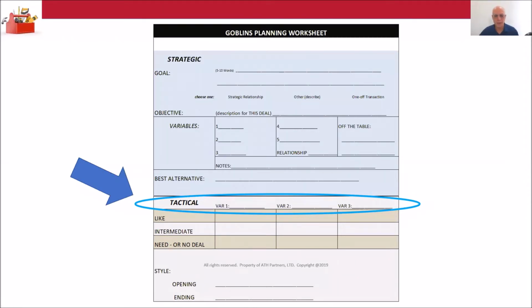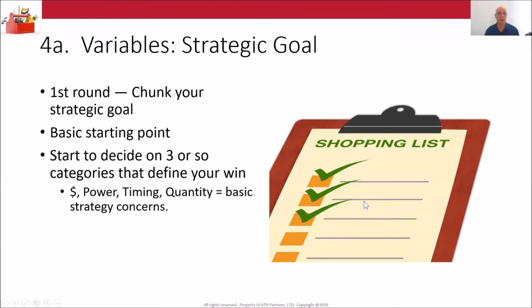So the variables here are going to come from 3 different processes that we've already done. The first is our strategic goal. We've already decided this is something we decided internally. This is our basic starting point. And to give you an idea, the big examples are money, power, timing, quantity, quality, that sort of thing.